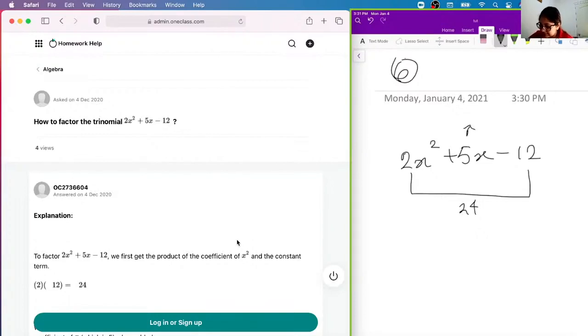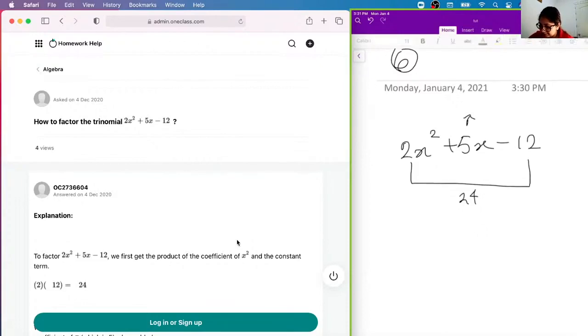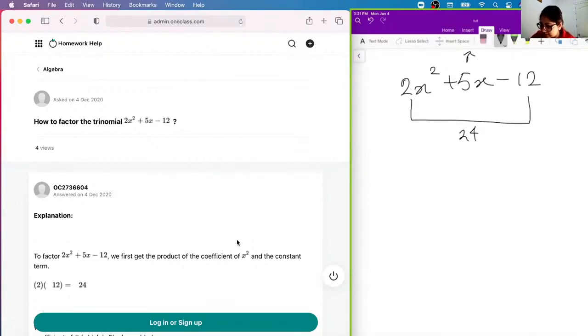So we can basically test out the multiples of 24, right? For 24, we have 1 times 24. We have 2 times 12. We have 3 times 8. We have 6 times 4, right? And these are mainly the factors.